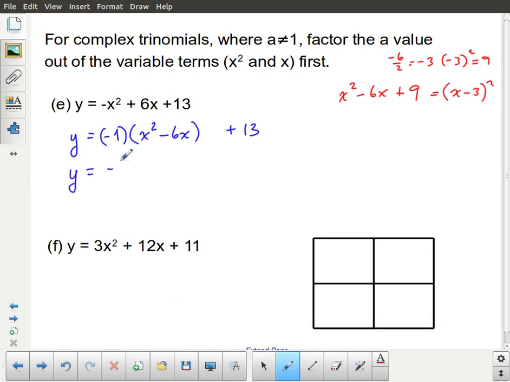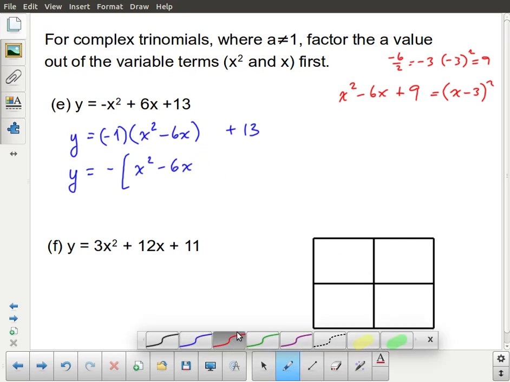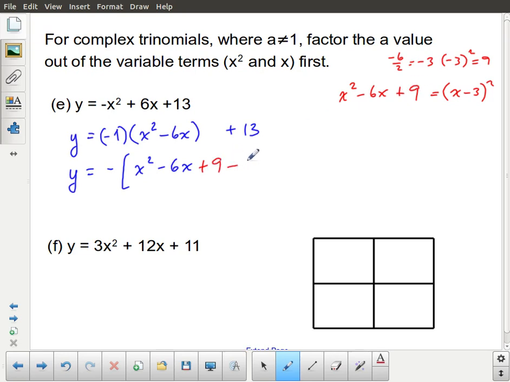y equals negative. Now I'm actually going to change this round set of parentheses into a square set because I'm going to be having multiple layers of brackets. So the first thing I'm going to do, and I'm going to take my time here, so I'm not going to rush anything, I'm going to write x squared minus 6x, and now I'm going to complete the square, which I found out before I needed a plus 9, but I can't make plus 9 appear out of nowhere, so I also have to subtract 9. That's the end of my square bracket, and then plus 13.